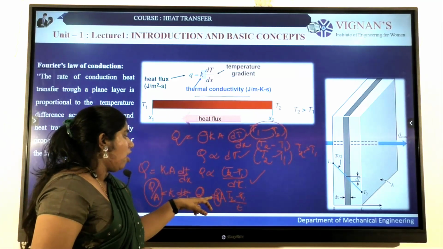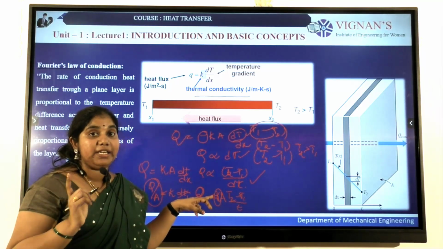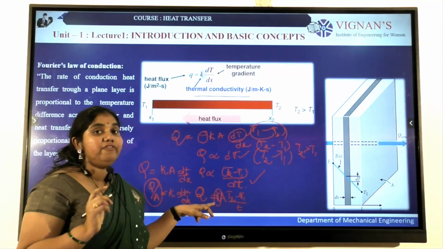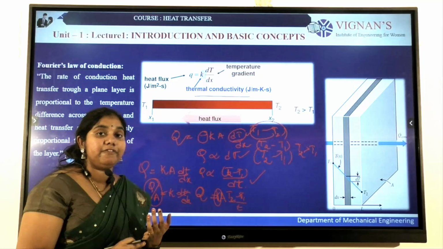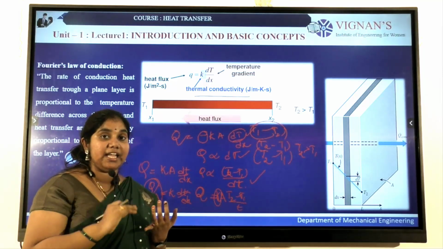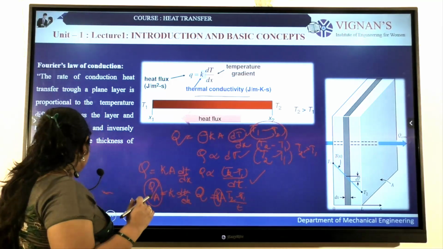This k always differs from material to material, so you have to have thermal conductivity. We have different thermal conductivities for air, for wood, etc. We have so many thermal conductivities like that.